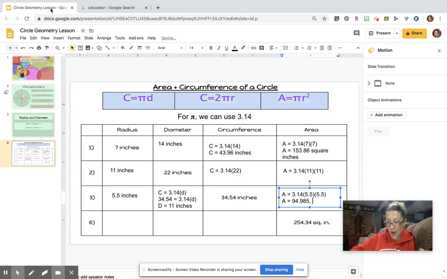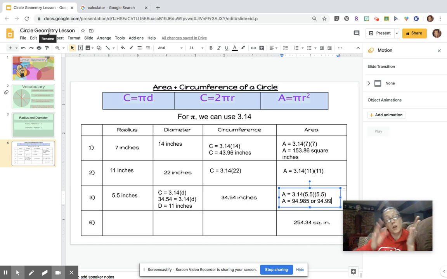And we could even approximate that. If we wanted to round to the hundredths place, we could just say it is 94.99. Okay, so that's how we find our area.